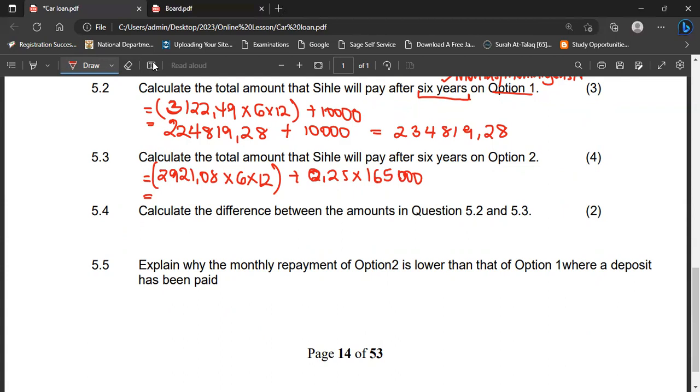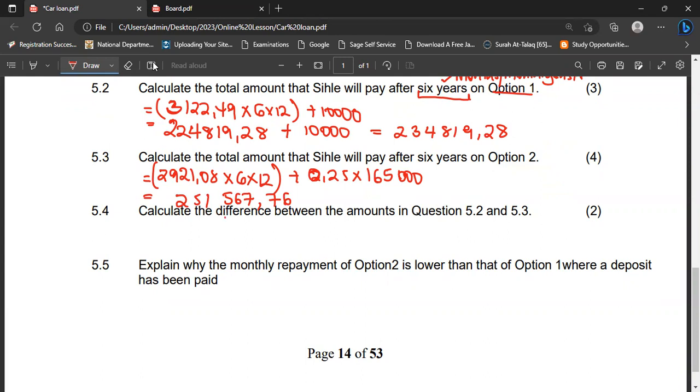So we get the final answer as, pick your calculator and put these values in. I believe you have a total of 251,567 rand 76 cents.